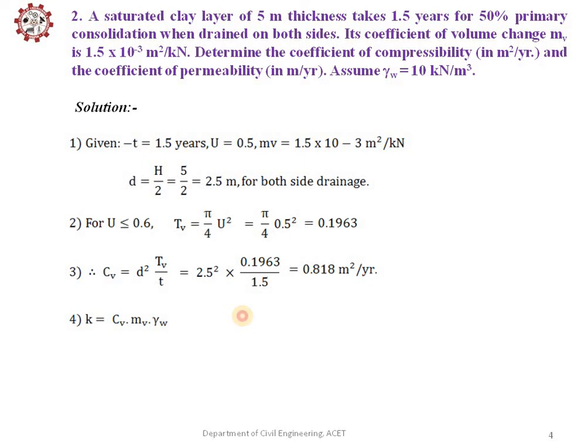Then we need to calculate k, the coefficient of permeability, given by Cv mv gamma w. Here gamma w is given to us as 10, but if not given, we can assume it as 10. So substituting all the values, you get k equals 0.0123 meter per year.